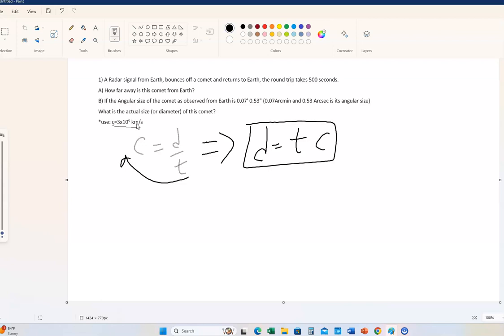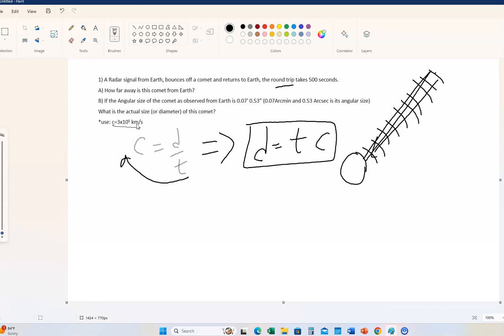And the other thing is it says that this is the round trip time. All right, so if we draw a little picture, let's say that this is the Earth, there's the Earth, and the comet is way up here, and a radar signal is going to go out. All right, so that's simulating the radar signal. It hits this thing. Some of it keeps going, but some of it returns. Right, some of the radar signal comes back, and that round trip time, the time to go to the comet and to come back, is 500 seconds.